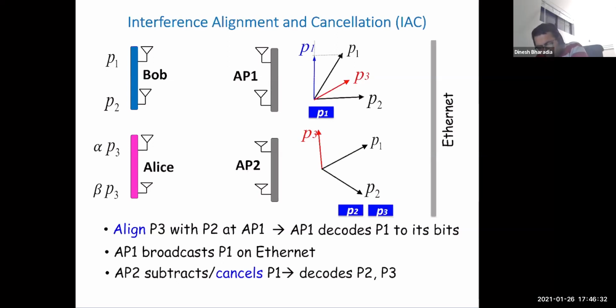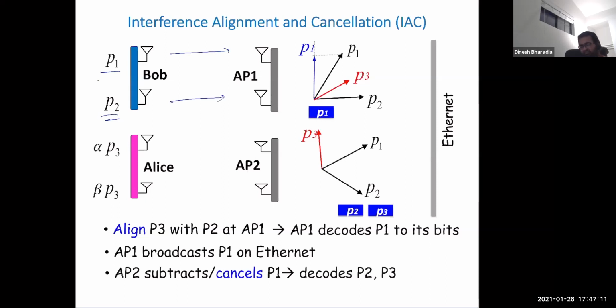So here's what we do. Bob sends two packets, P1 and P2, to his AP. Alice tries to send another packet. Can Alice send this another packet? Can somebody answer this? I think the answer is on the slide, but at least you guys can understand and tell me what the answer is.